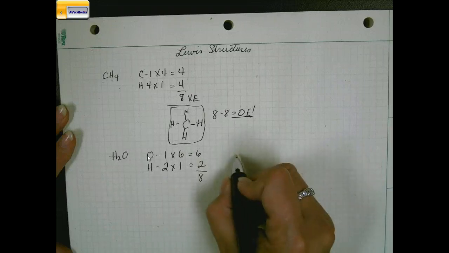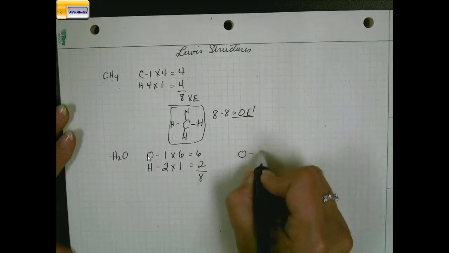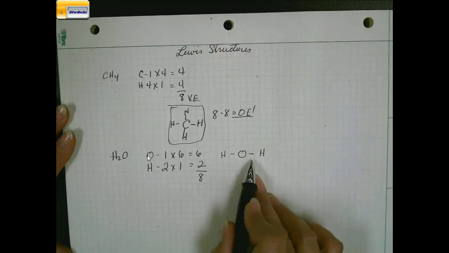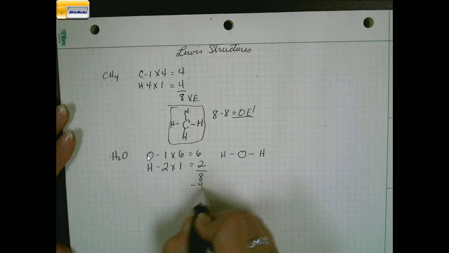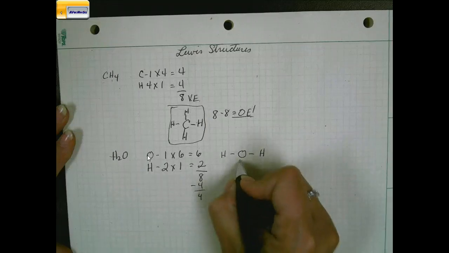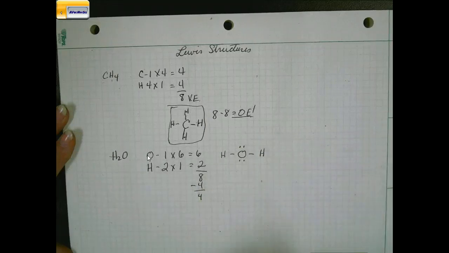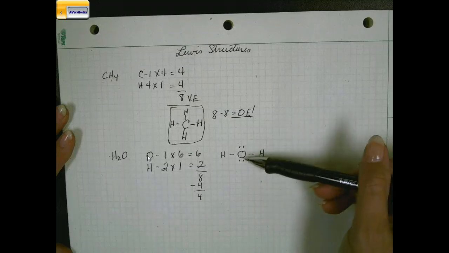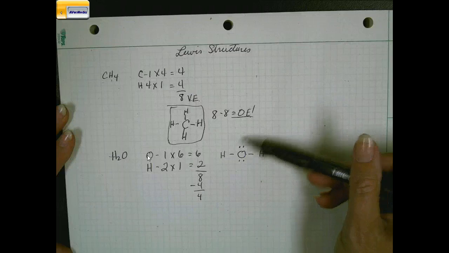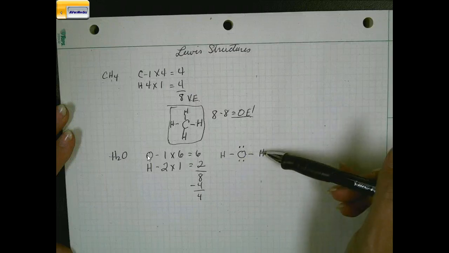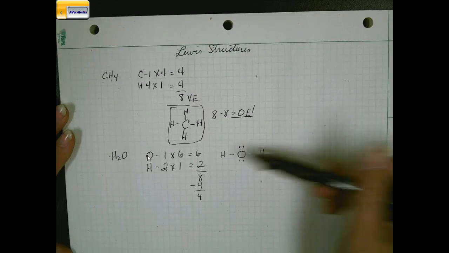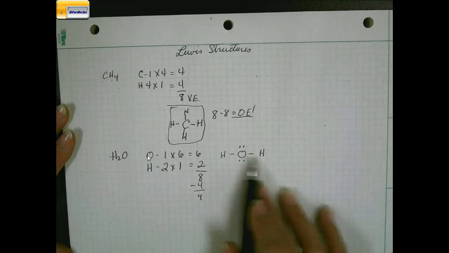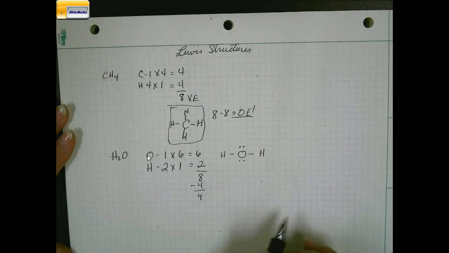I would put oxygen in the middle, connect each hydrogen to it, and I've used 2 electrons here and 2 electrons here, so that's minus 4. I have 4 left over. I will put 2 pairs of electrons on oxygen, because again we want to satisfy the octet rule, especially for oxygen or any main group elements. Hydrogens only have 2 electrons, so they're never going to satisfy the octet rule. And if they have 2 electrons like this where they're sharing them, then they're satisfied.